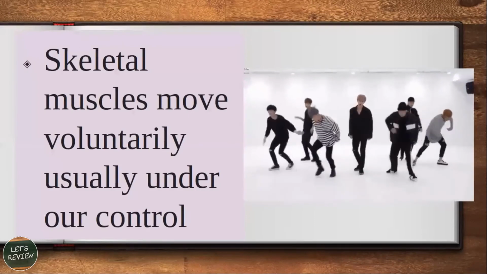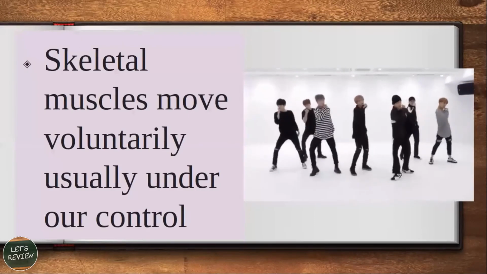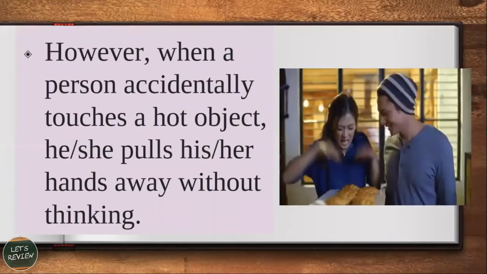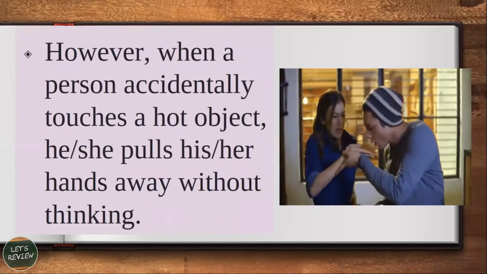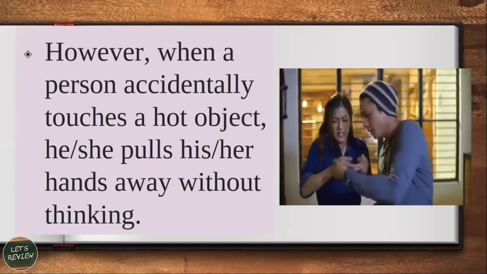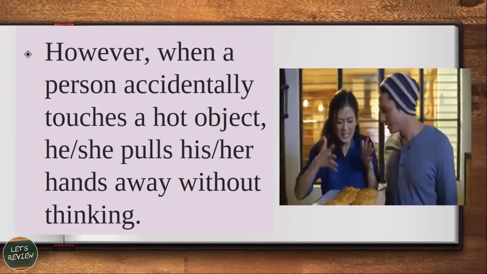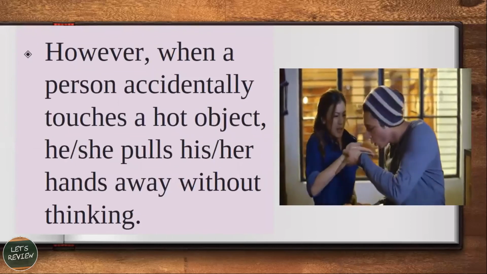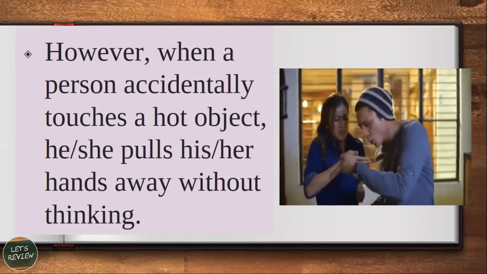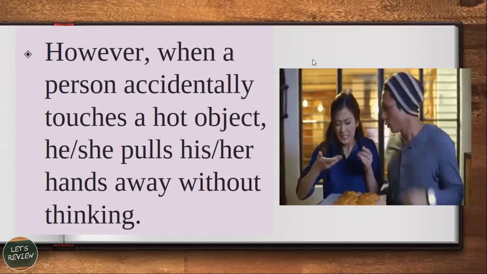Remember that skeletal muscles move voluntarily. Usually, it's under our control. But when a person accidentally touches a hot object, he or she pulls his or her hands away without thinking.